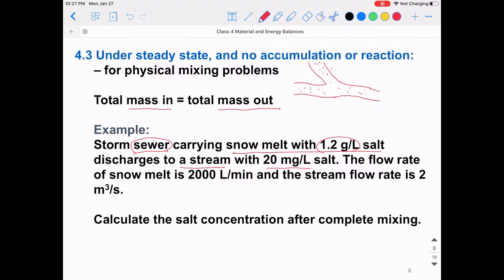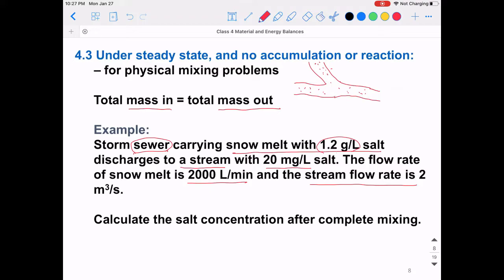So further, we know that the flow rate of the snowmelt is 2,000 liters per minute, and the stream is at a flow rate of 2 cubic meter per second. The problem wants us to calculate what is the final salt concentration after the mixing of this storm sewer, or this snowmelt, with the stream. So how can we solve this problem with mass balance?